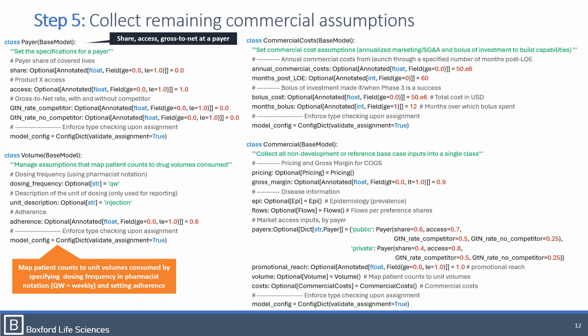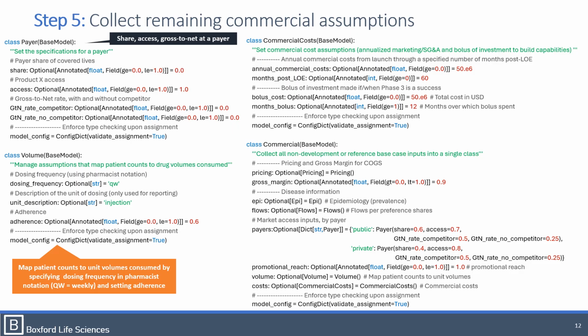In volume, we define how to map patients in that stock on product X to units of product X that are consumed. For a unit, we're going to use one of these injections, and we're going to say that the dosing frequency is QW. For dosing frequencies, we use pharmacist notation, QD, BID, QM, Q2M, etc. If none of those fit, we can then specify directly the number of units delivered per month.